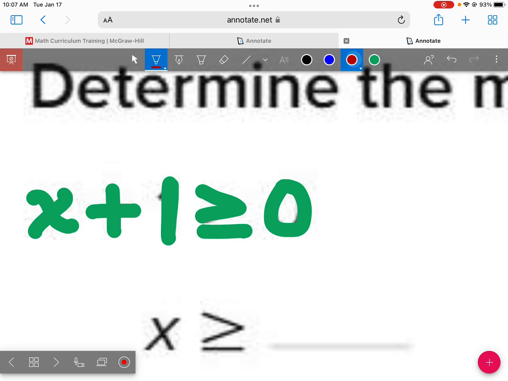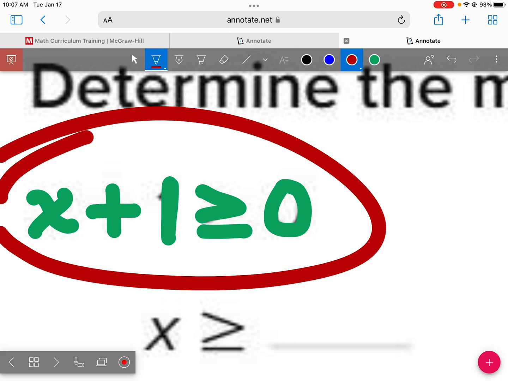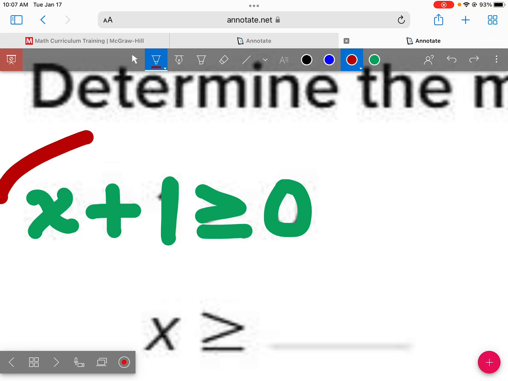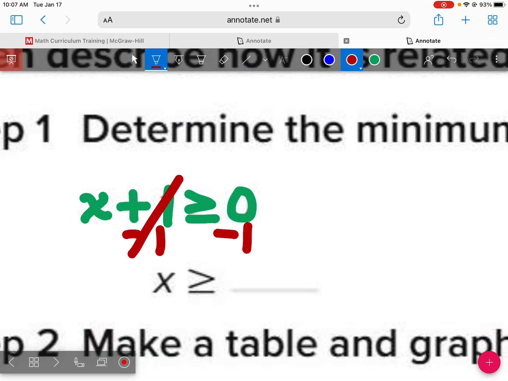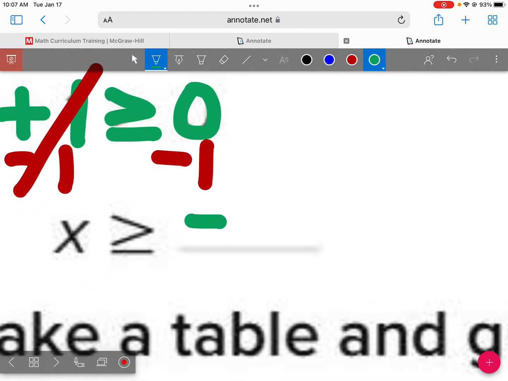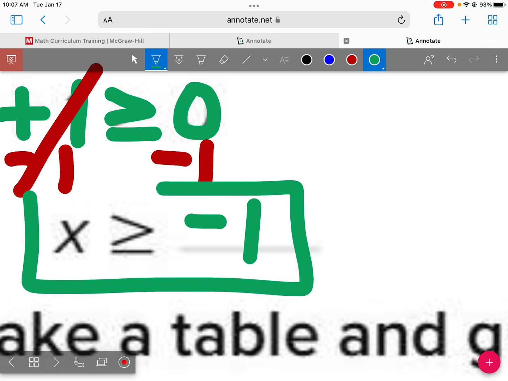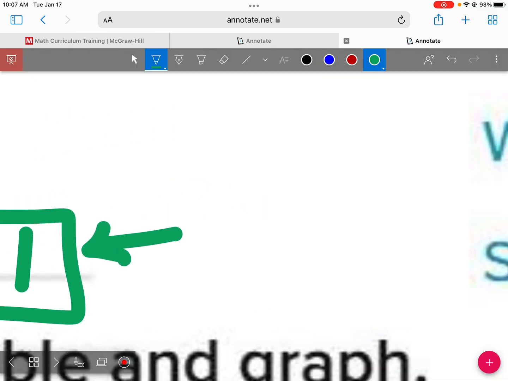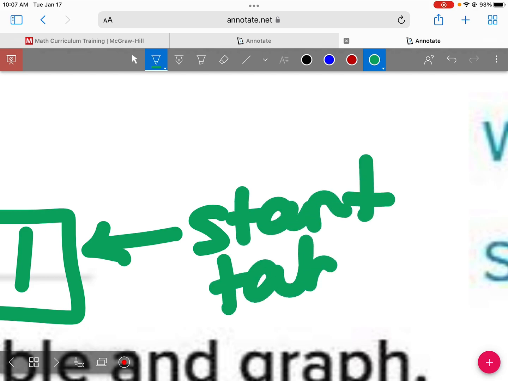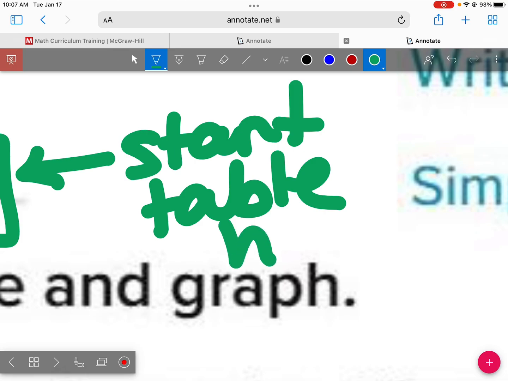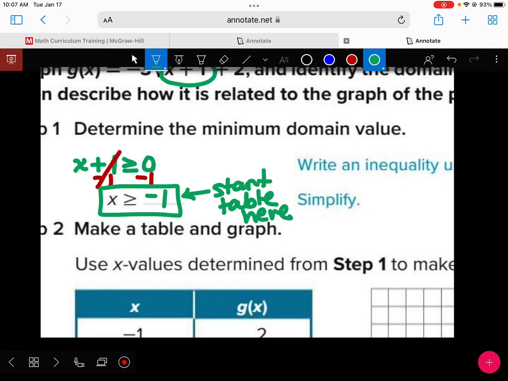And now I want to get x all alone. What do I need to do to this to get x all by itself? Subtract 1 from both sides. So I'm going to minus 1 from both sides. So x is greater than or equal to what? -1. This is where I start the table at. I'm going to start the table right there.